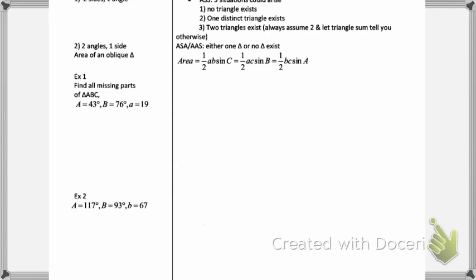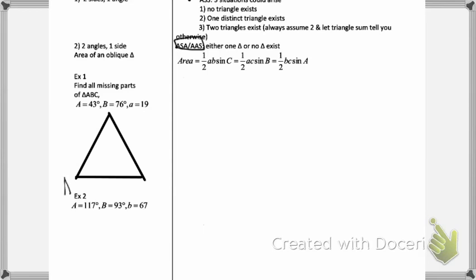Towards the top of the page, there are also more triangle labels: angle, side, angle, and angle, angle, side. When you have these types of triangles, there's no two triangles at all. There can be either one triangle or no triangle. So for example 1, let's draw a triangle since there's no triangle provided for us. Then let's label our triangle first.